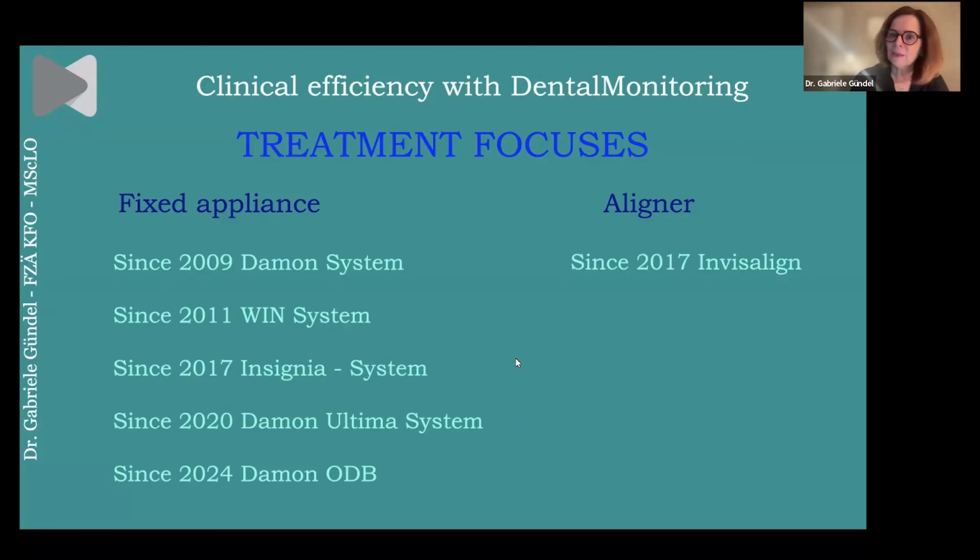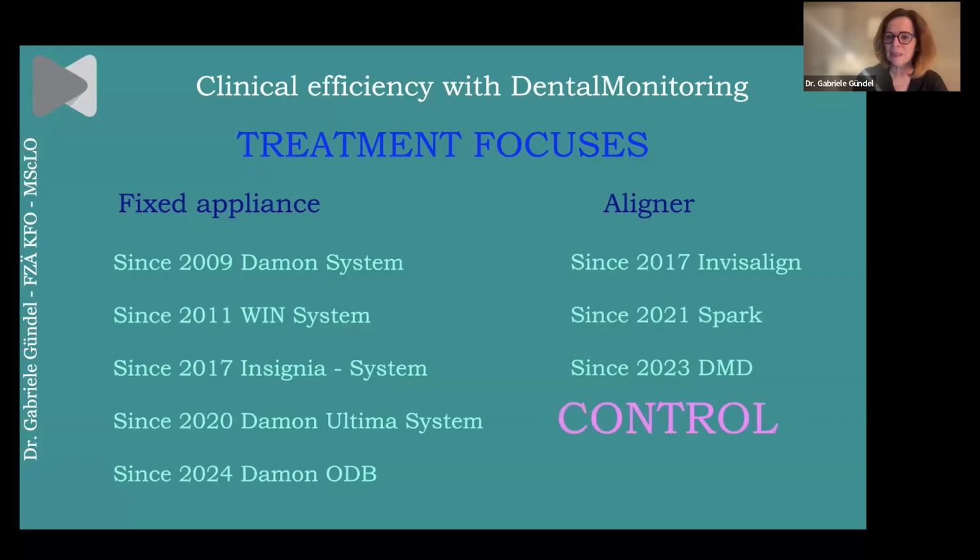I started aligner therapy with the Invisalign aligners, but when Spark came on the market, I totally switched all of my cases to the Spark appliance because I find that there are a lot of advantages. Since 2023, I also use a concept where I can find a good condyle position in my TMJ patients with the DMD system. And now I have a lot of DMD patients treated with aligners and the DMD system.